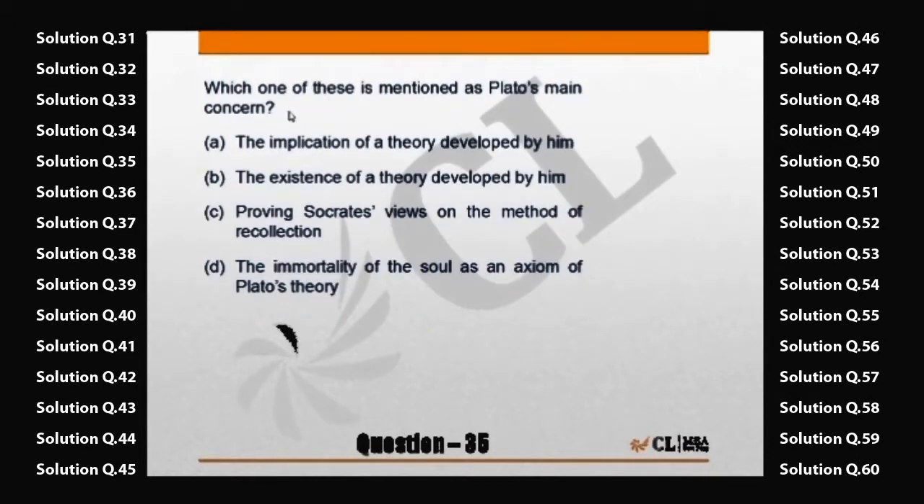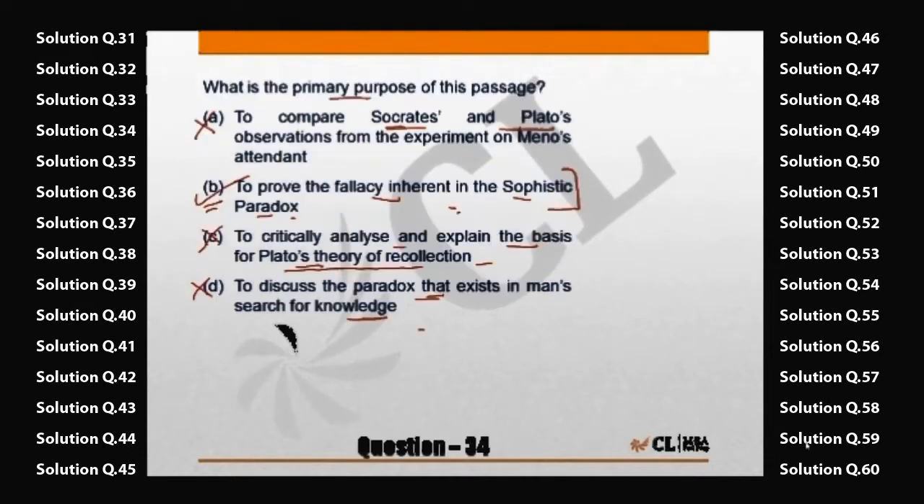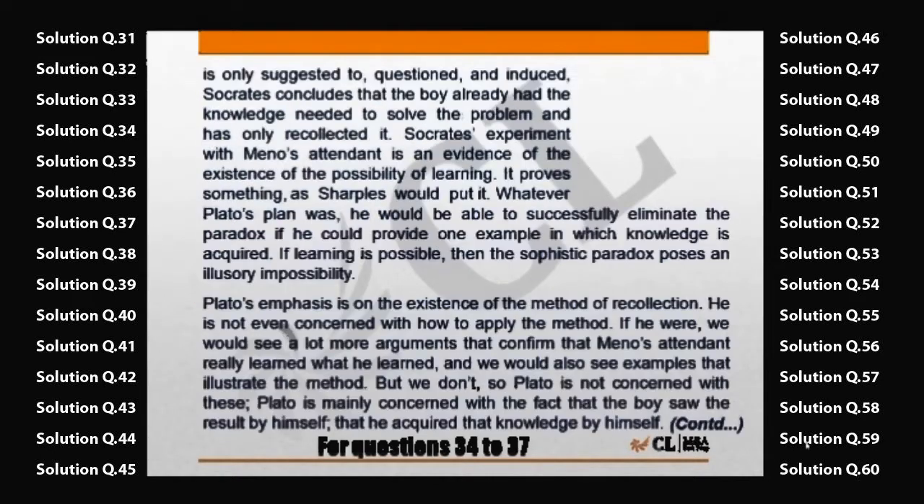Which one of these is mentioned as Plato's main concern? Now, if we go back to the passage, in the end, it had very clearly mentioned this part. Plato's emphasis is on the existence of the method of recollection. He is not even concerned with how to apply the method. He is only interested in the existence of this method. How to apply, he is not worried. That this is there and it works is what he is looking at.